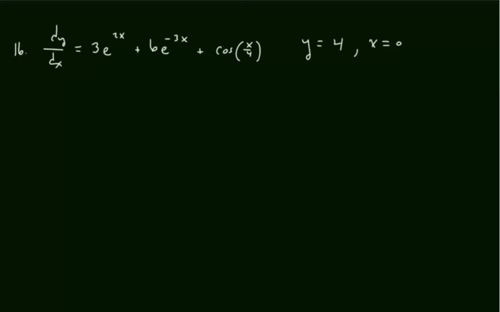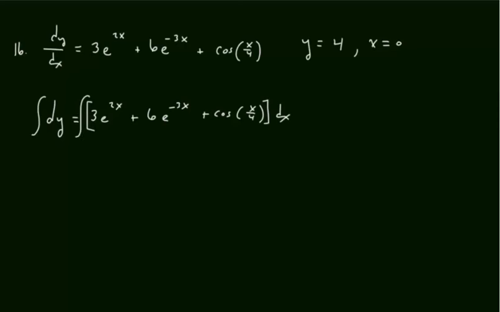As I instructed in lesson 1, we're going to say that dy equals 3 e to the 2x plus 6 e to the negative 3x plus the cosine of x/4 and multiply that by dx. And then I'm going to take the antiderivative of both sides. The antiderivative of dy is y, technically plus c, but that'll be just brought over and combined.